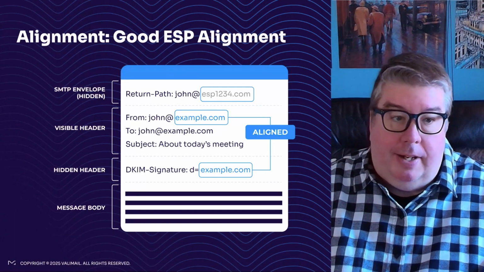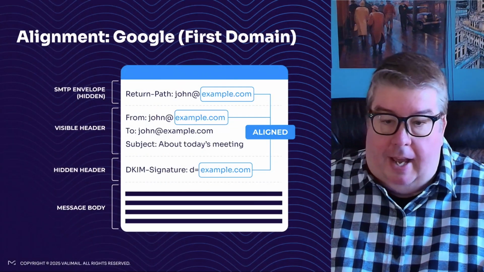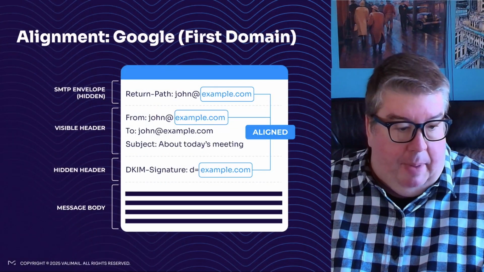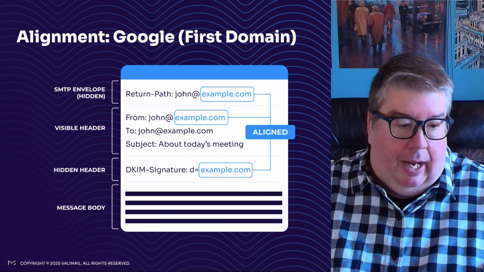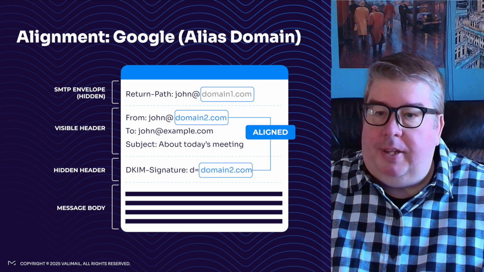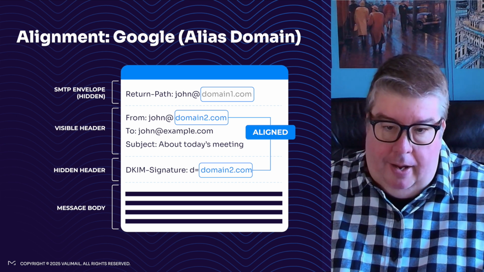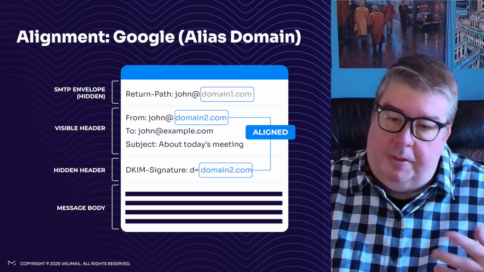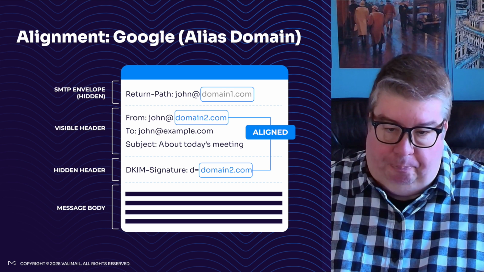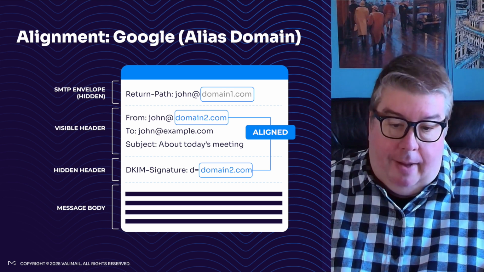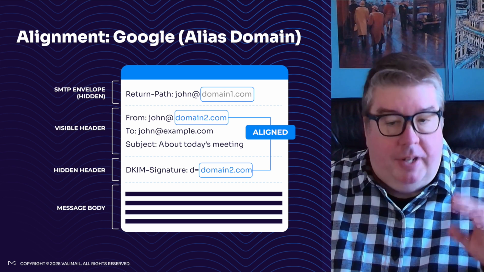Now, again, this is a little different than when you set up Google Workspace, for example. Your first domain, your primary domain, is going to be aligned here. Everything matches. But let's say you want to set up a user alias domain, and that's where things get a little trickier, right? If you set up that user alias domain, Google sets this up so that the return path is still going to be your primary domain. As long as you configure DKIM for your alias domain, the additional domain there, you're still fine.